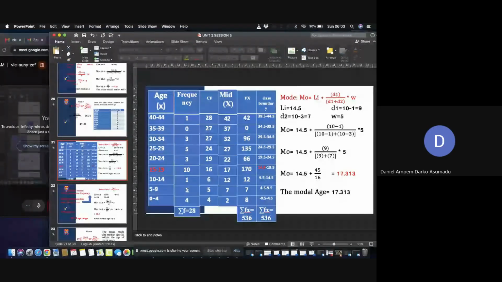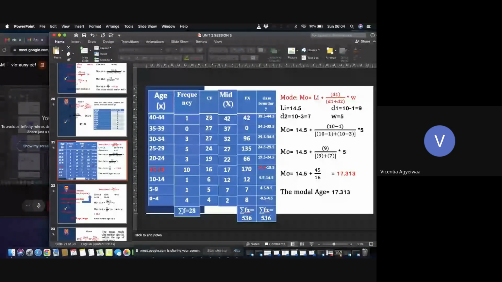4 plus 1 is 5. 5 plus 1 is 6. 6 plus 10 is 16. 16 plus 3 is 19. 19 plus 5 is 24. 24 plus 3 is 27. 27 plus 0 is still 27. 27 plus 1 is 28. So if you don't want trouble, rearrange the table and add from top to bottom. But if you can handle it like this, then you add from the bottom to the top. Please, is that clear?